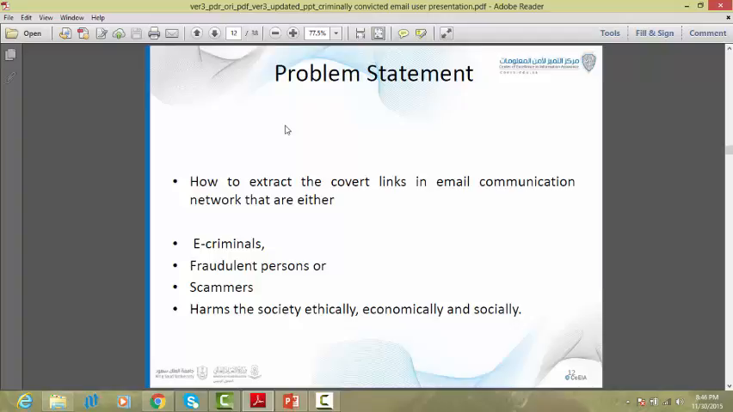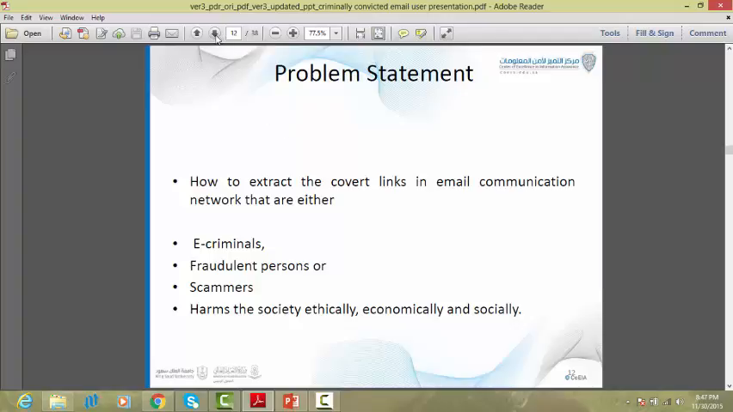So, the problem statement, let me start with that one. How to extract the covert links in an email communication network, of e-criminals, fraudulent persons or scammers, or those who harm the society ethically, economically and socially. So here we want to find such criminal persons, right? For example, for the bankrupt Enron company, when we applied our proposed system, we found that at least three users out of the total 6 were detected in our list. That is quite a good ratio, a 50% success ratio.